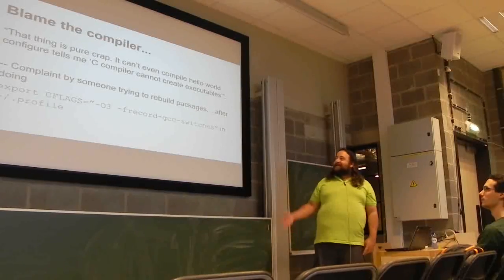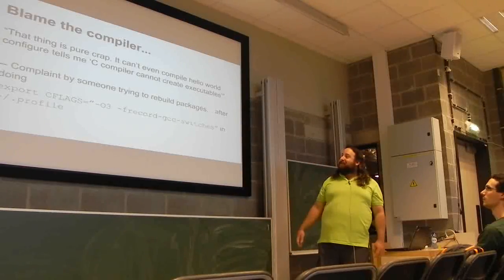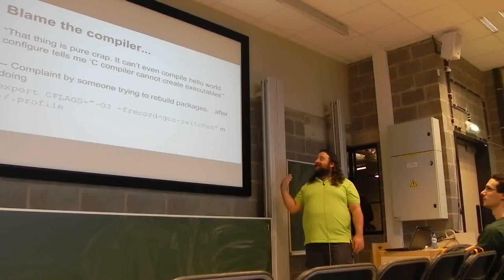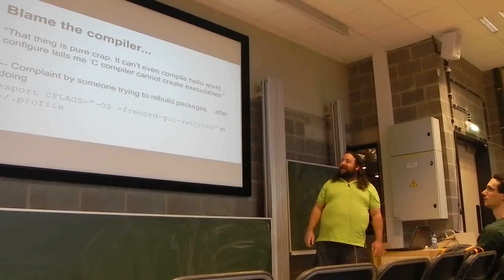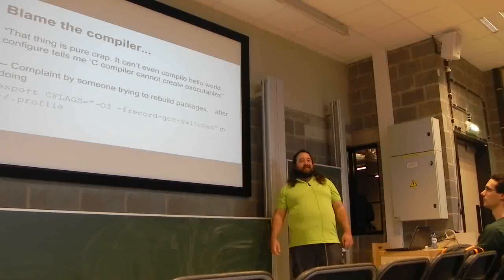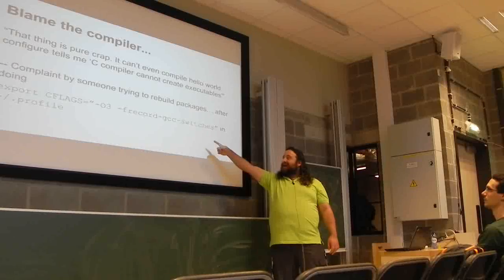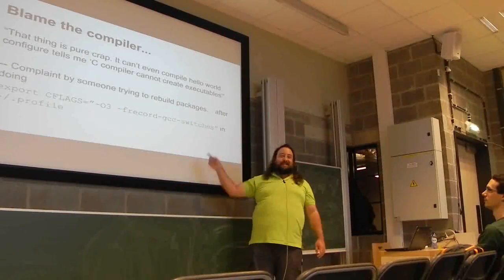So, some people tend to blame the compiler for anything that goes wrong. We had one person complaining on a mailing list, "The compiler is pure crap, can't even compile hello world for me," saying the compiler cannot create executables. After debugging that a little, we found that this guy had this in his stock profile, and obviously clang doesn't understand -frecord GCC switches.